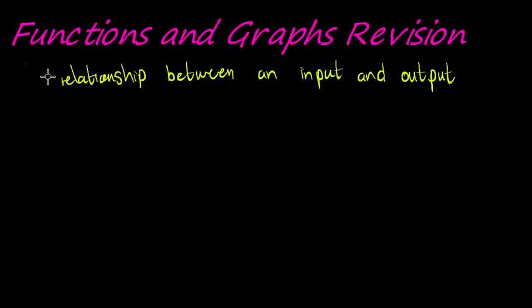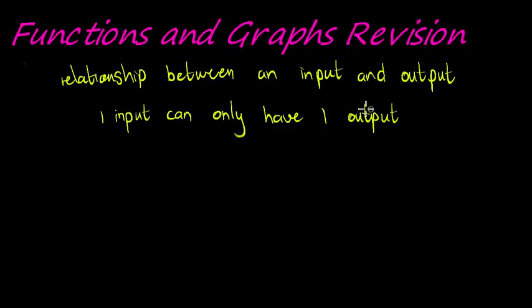And a function, specifically, has for every input one output. An input can only have one output. Okay, so if I talk about input, I'm talking about x values. Okay. So for every x value, I can only associate one y value with that x value.